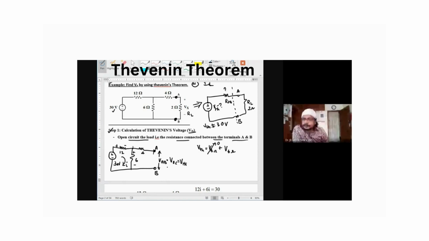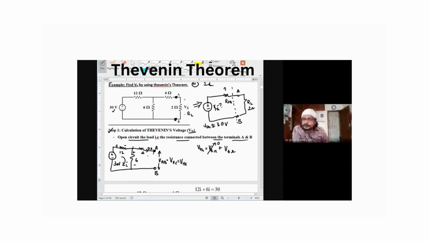Very good. So between the terminals A and B, there are two resistors connected, with 4 ohm and 6 ohm. That is the reason voltage across 4 ohm and voltage across 6 ohm is taken. Voltage across 4 ohm is 0 because current flowing through 4 ohm is what? This current is 0. Current is 0 amps.